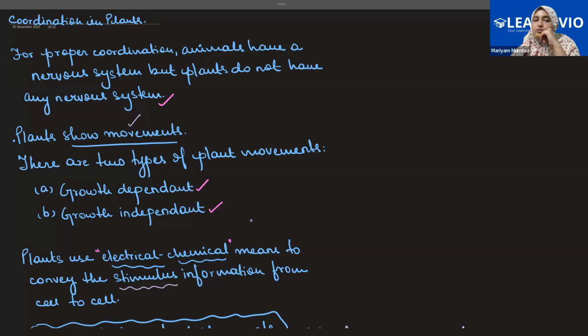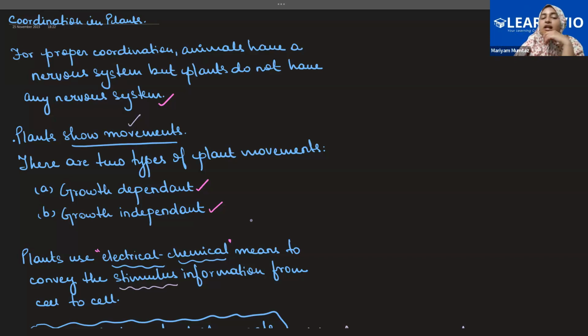can still do most of the stuff. They can still coordinate in a very efficient manner. And how do they do so? They use movements to do that. Plants show certain movements. Now, don't compare it with humans because plants are very different organisms. So they do show movements.